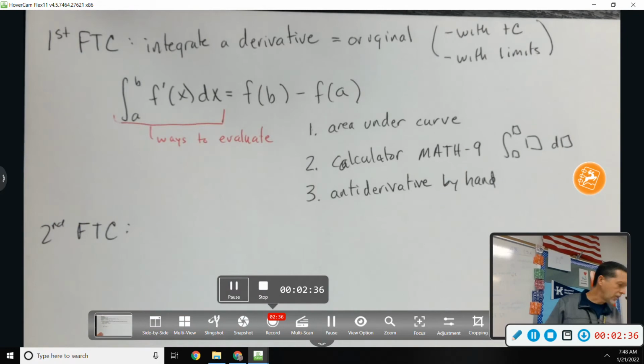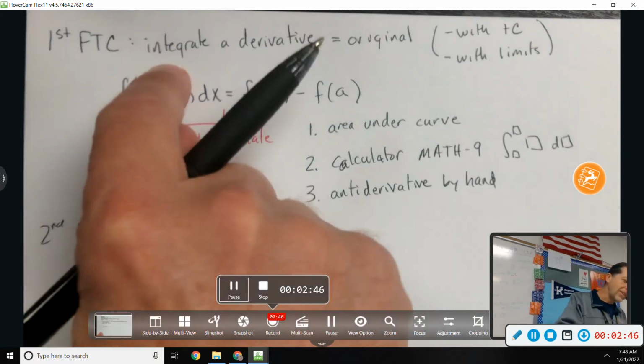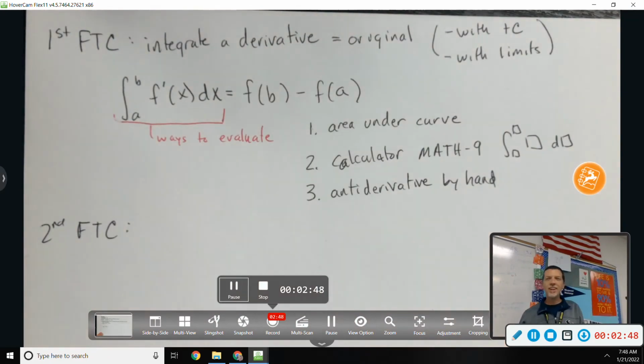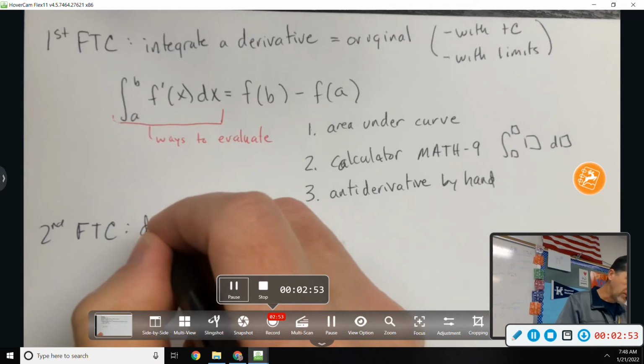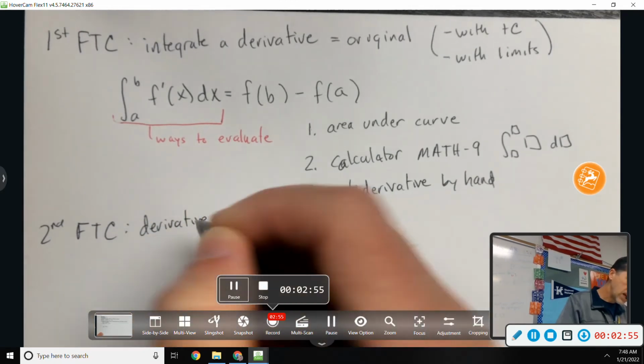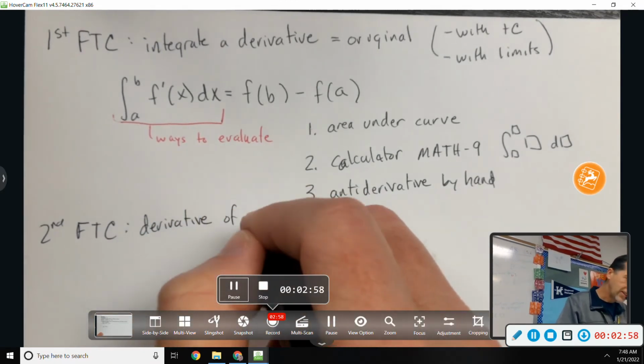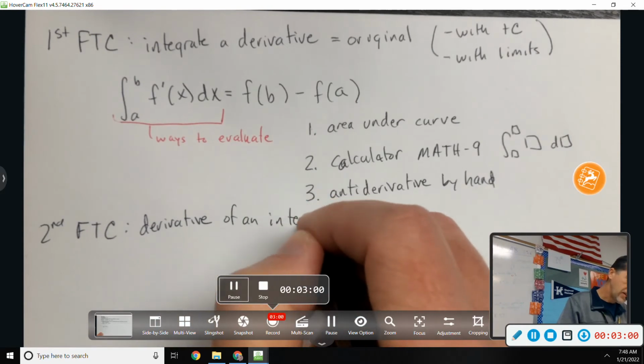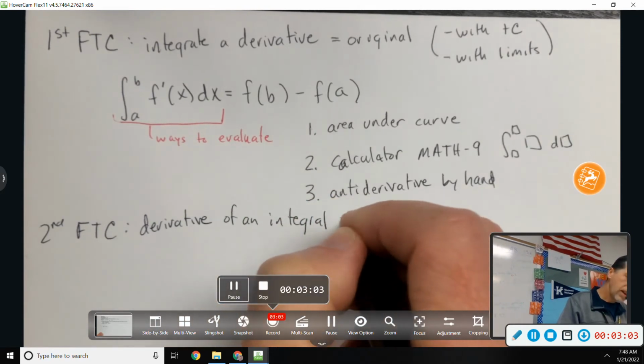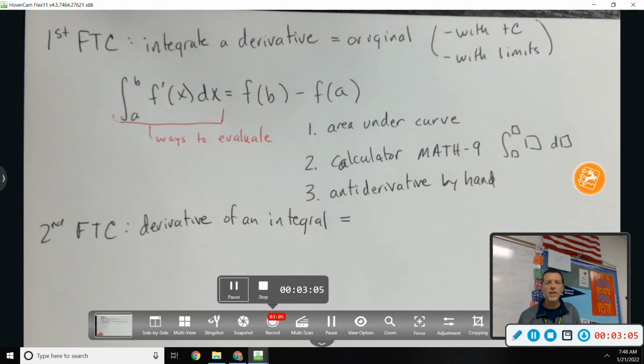Second fundamental theorem of calculus. So the first one is if we integrate a derivative. The second one is the reverse. If we take the derivative of an integral. What do you think happens if we take the derivative of an integral?